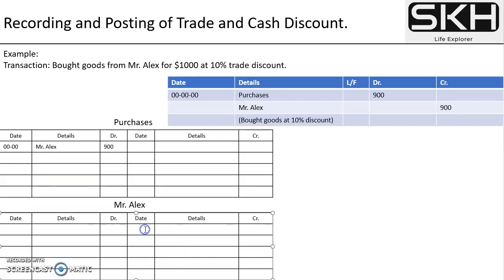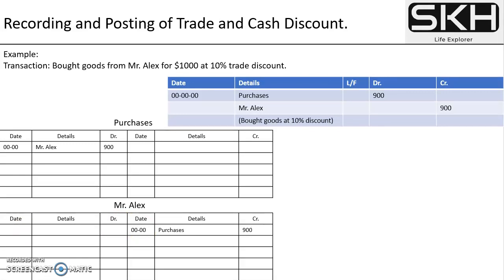And in Mr. Alex's account, I'll put the entry. So purchases will come here as the reason, and Mr. Alex is credit for 900. So students, this is how we record the transaction of trade discount.